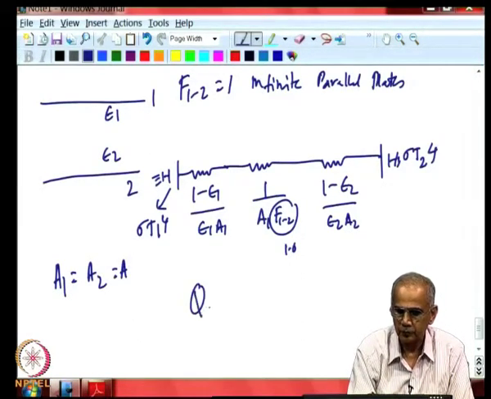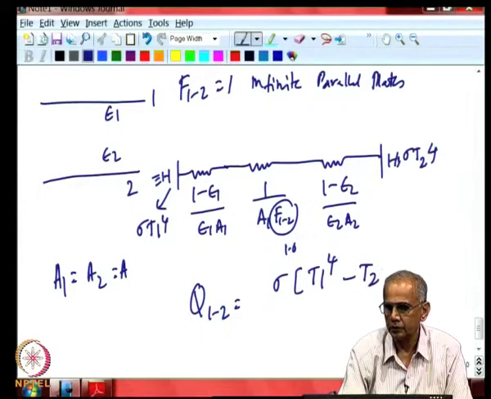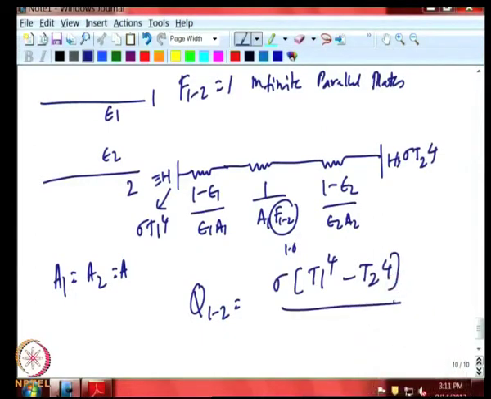Therefore, Q, and let us now say both plates are equal area and large, then you have Q from 1 to 2 is sigma (T1 to the power of 4 minus T2 to the power of 4) divided by, this area is common, you can take the area out up there. So, we will get 1 by epsilon 1 plus 1 by epsilon 2 minus 1. A very simple result.